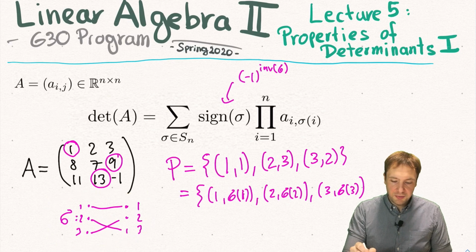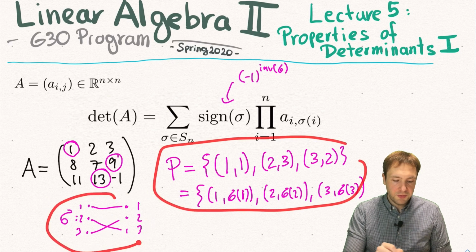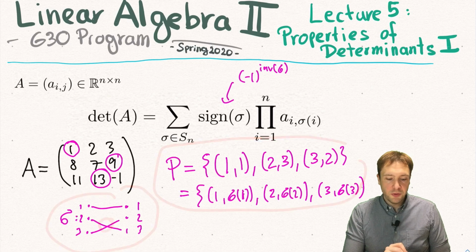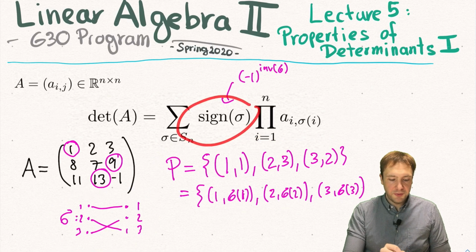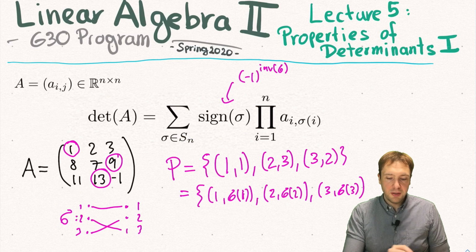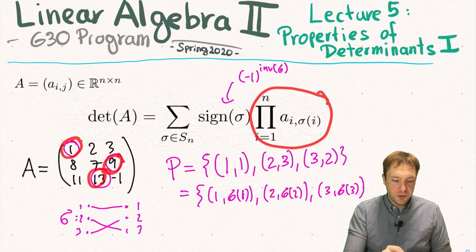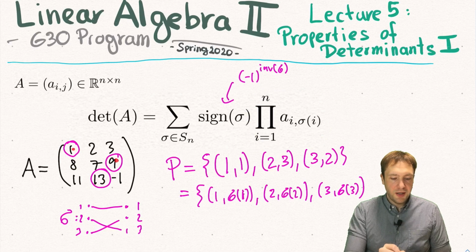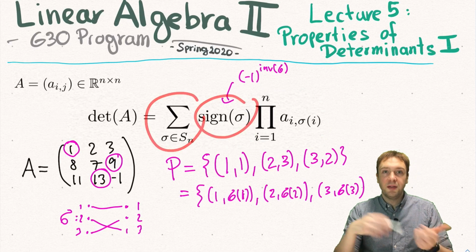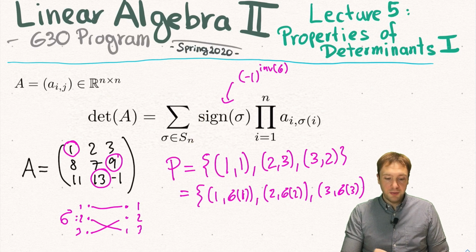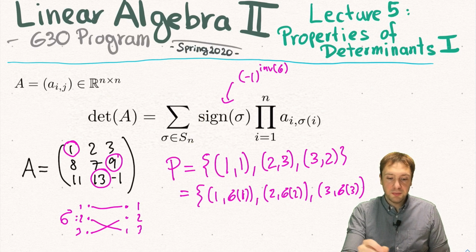So in this one example with this sigma, the number of inversions is 1, and therefore the sign of this sigma is minus 1. And then we take the product over all chosen entries, which in this case would be 1 times 9 times 13, multiplied with minus 1, and then take the sum of all possible choices of these patterns and permutations.